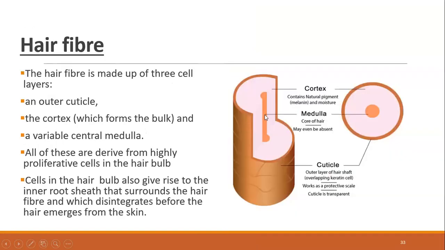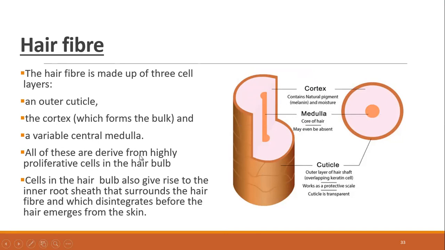Now the hair fiber. This is a cross-section through a hair fiber, which is made up of 3 cell layers. The outer layer is the cuticle, which is dark brown in color. Then the white color is the cortex of the hair shaft, which forms the main bulk. And the central core is the medulla, which is shown here in pink.